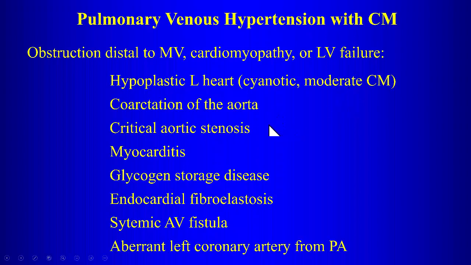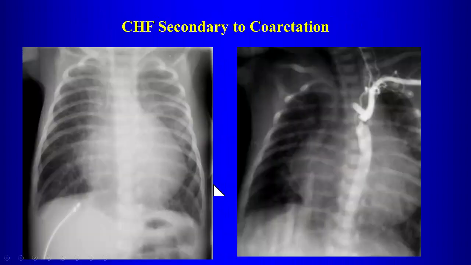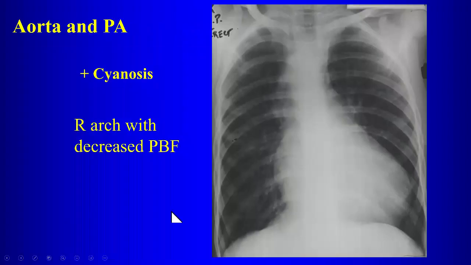But you can have patients without cyanosis with coarctation, severe aortic stenosis, myocarditis, storage diseases, endocardial fibroelastosis, AV fistulas, ALCAPA, right? So all of these can also result in heart failure and pulmonary edema, but they won't have cyanosis. So the differential when you have an infant with failure and pulmonary edema is much larger. Okay? So here's an example with severe coarctation. We have failure here, okay, and a big heart because of severe coarctation. So the left ventricle fails. It dilates and fails with severe coarctation.